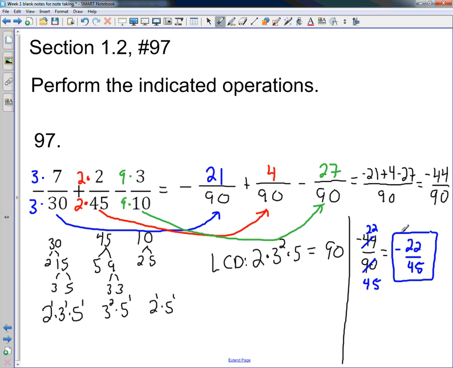So there's one where you had to reduce at the end to make sure we got to the right answer. Again, you always want to check to see if that's going to happen before you finalize your answer.